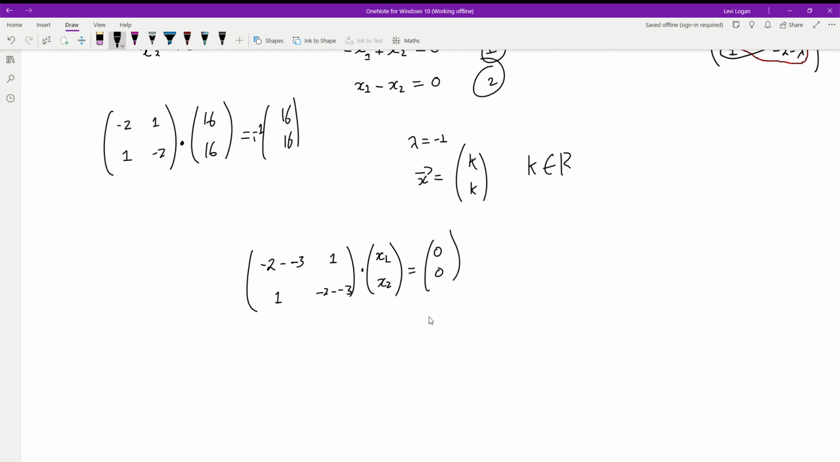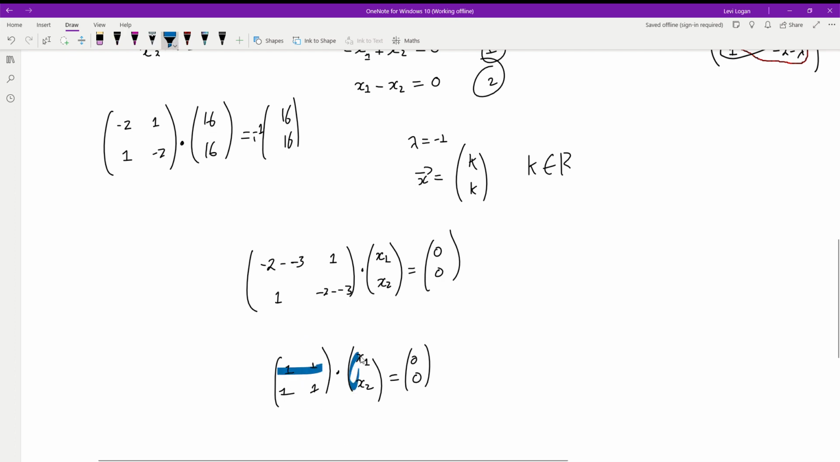This will give us another set of simultaneous equations. This matrix simplifies to 1, 1, 1, 1, multiplied by x1, x2, okay? Now you notice we're going to get two of the exact same equations. If we multiply this matrix by this vector, row times column, that gives you the equation x1 plus x2 is equal to 0, and it gives you the exact same thing again when you multiply the second row by the vector. So let's just deal with this equation here. What does this mean? If you move it to the other side, you have x1 is equal to -x2, okay?